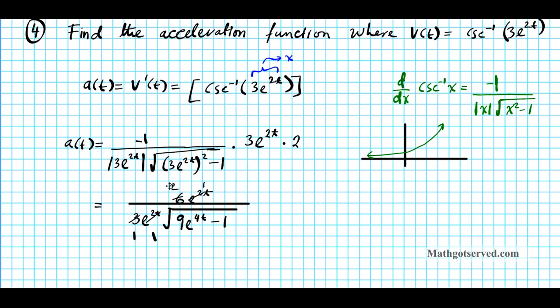Alright, let's not forget the negative over there. So your final answer is going to be -2 over the square root of 9e to the 4t minus 1. Alright, so that is your acceleration function.